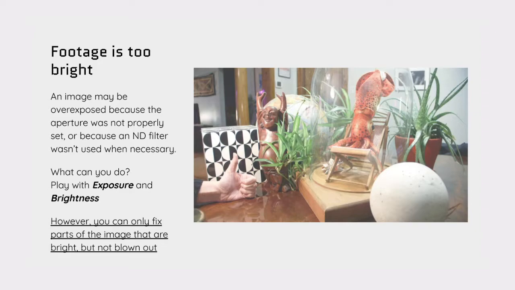The next thing that can easily happen is your footage is too bright. Maybe it was a super sunny day out and maybe you forgot to turn on the ND filter on your camera. And so your image just looks super bright, super washed out. Maybe there are some pixels that just look like they're pure white. You can't really see anything anymore. So yeah, that can happen to you from time to time.